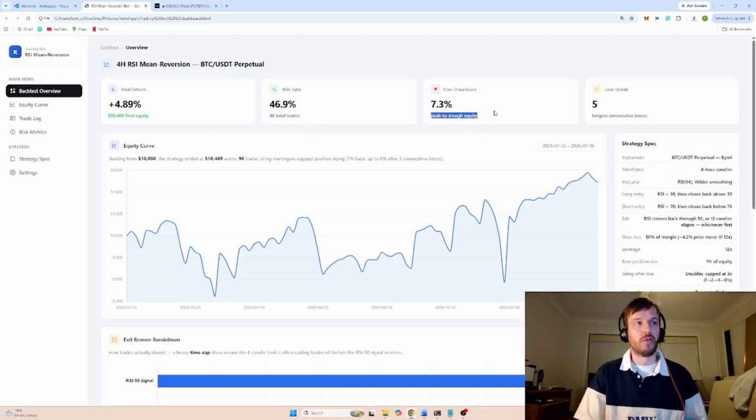Max drawdown on peak to trough equity, so the top to the lowest it went, was 7.3%, and we had a 5-loss streak. So again, obviously not capping that martingale strategy could have been pretty devastating had it had those 5 losses in a row and doubled position sizes on each of those trades. So look, pretty cool, pretty happy with it as a starting point for this strategy.